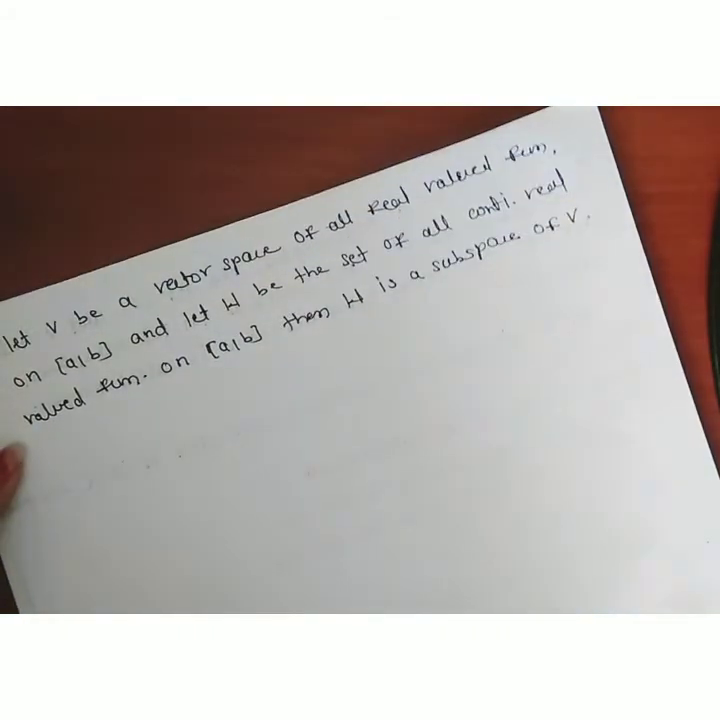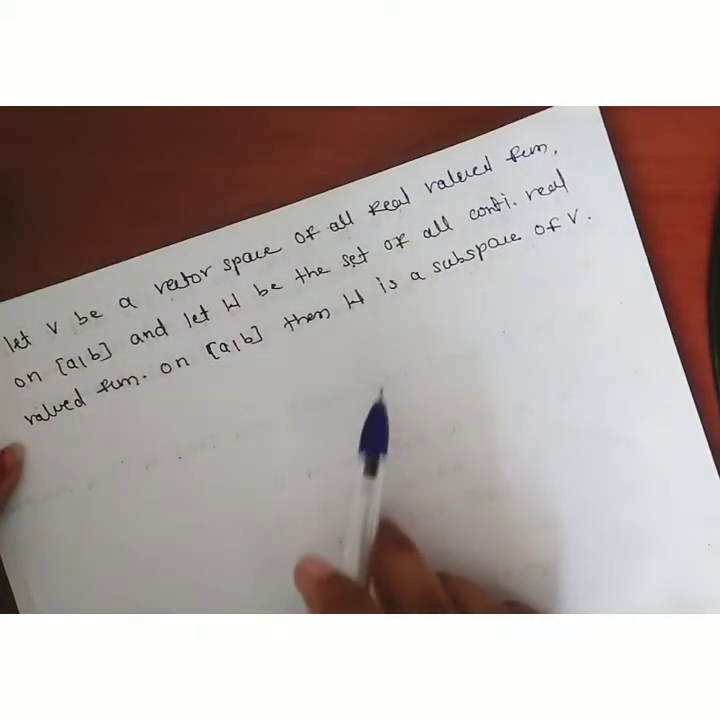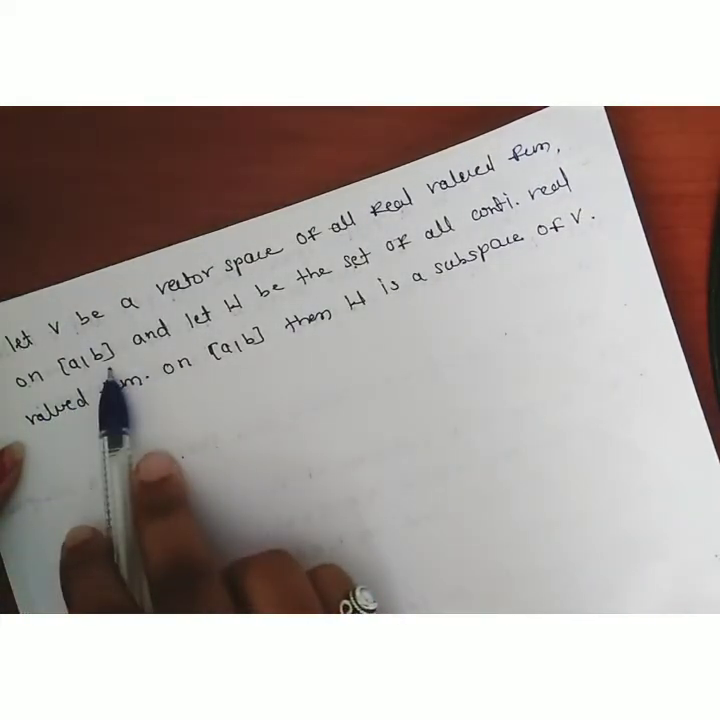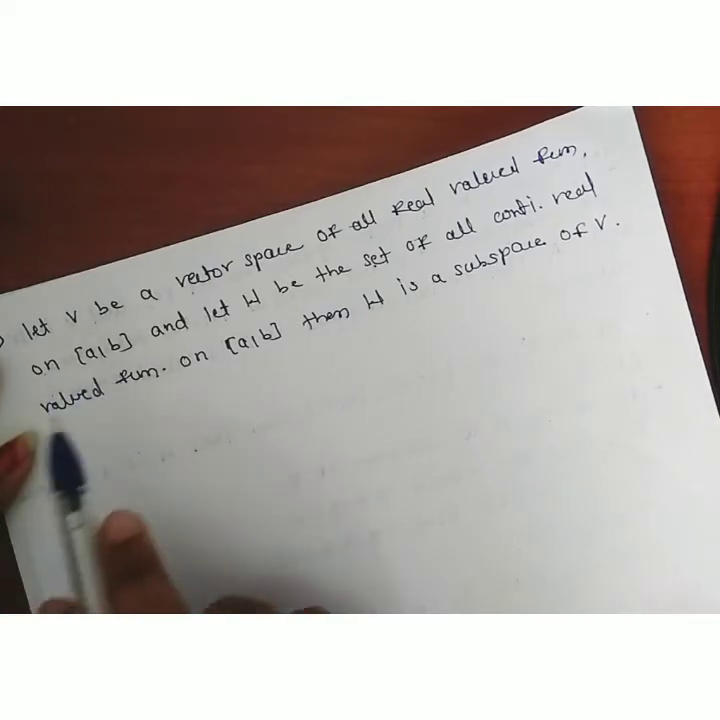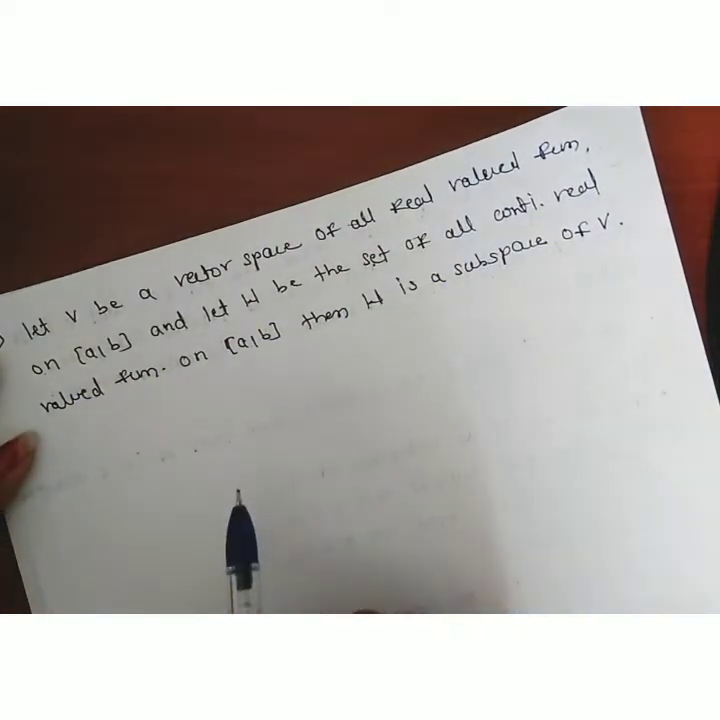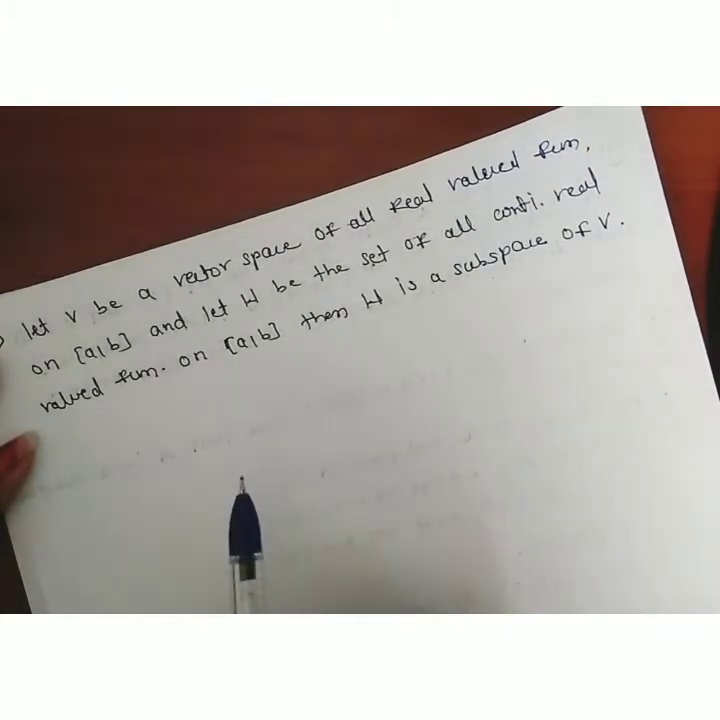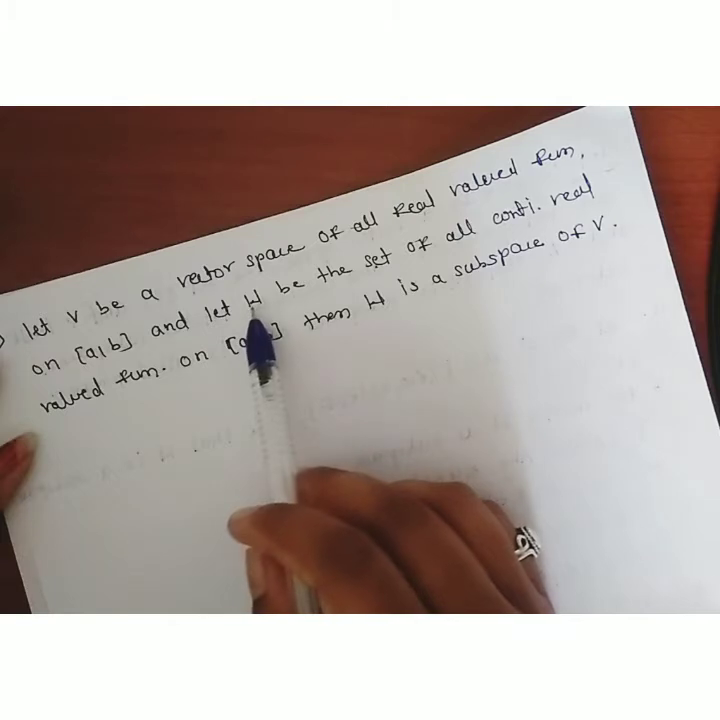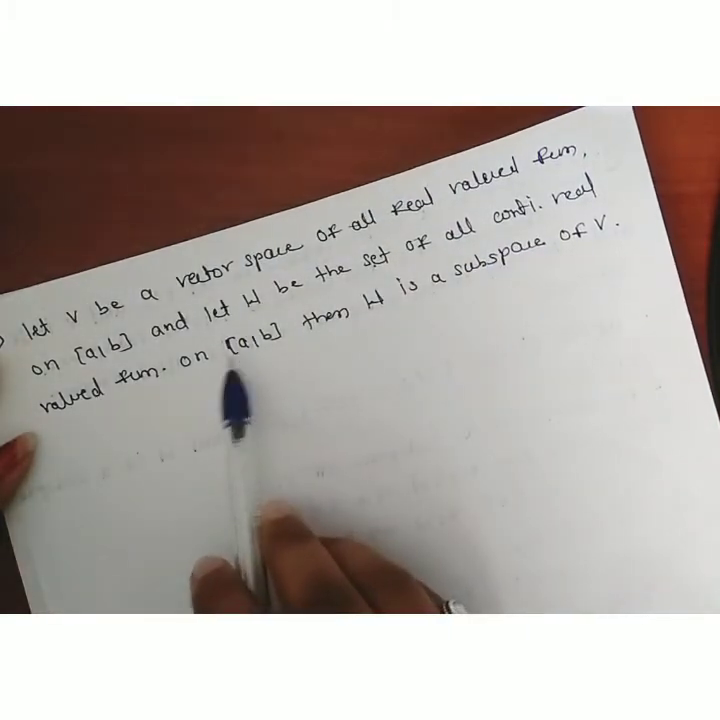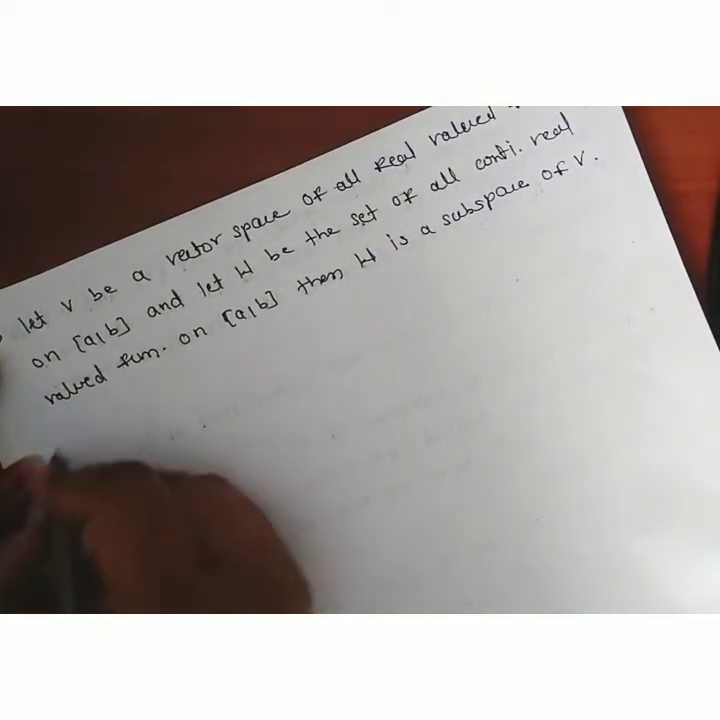Okay, now the next example. V is a vector space of all real valued functions on the closed interval [a, b]. If we let W be the set of all continuous real valued functions on the closed interval [a, b], then this is also a subspace of V. So if W is the set of all continuous functions on the closed interval [a, b], then W is again a subspace of V.